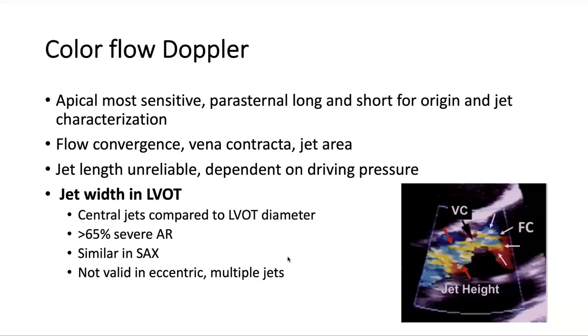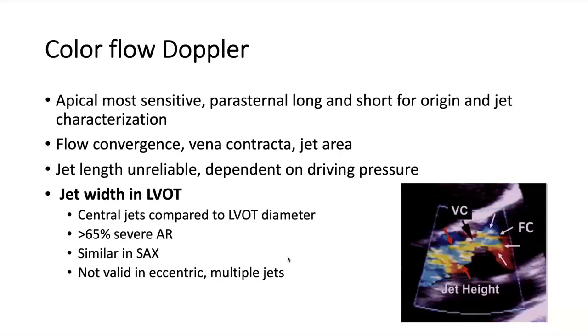So first, we'll talk about the jet width in the LVOT. Worth mentioning is that you can see just a very, very long jet. And I should mention, a lot of these markers of severity are from the 2017 ASE guidelines. They do mention looking at the jet length, sometimes it can be quite stark, but they say use this with caution. It can be unreliable because it's very dependent on driving pressures.